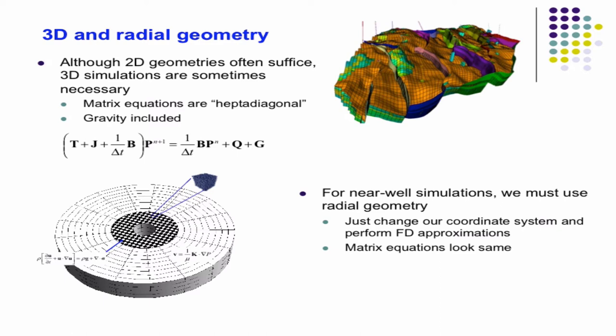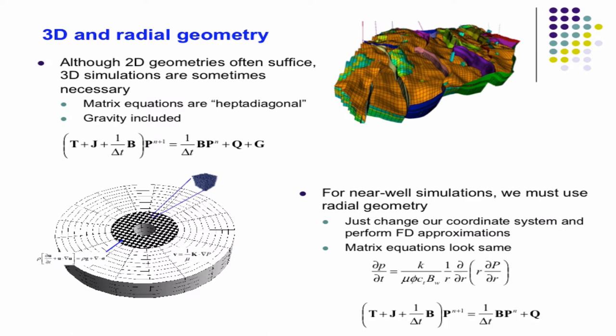For near-well simulations, we'll often use radial geometry. This is no different. You know what the radial diffusivity equation is, and you know how to do finite differences. It's just that now, instead of a spatial delta x, you're going to difference on delta r, and you can develop the radial finite difference equations. And guess what? Ultimately, they have the exact same form. No big deal.